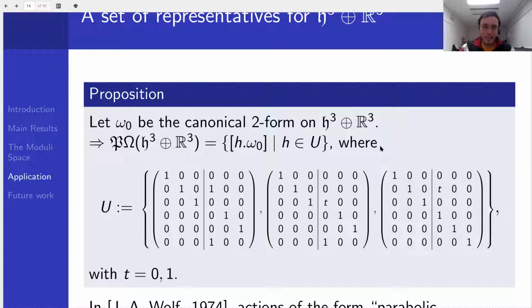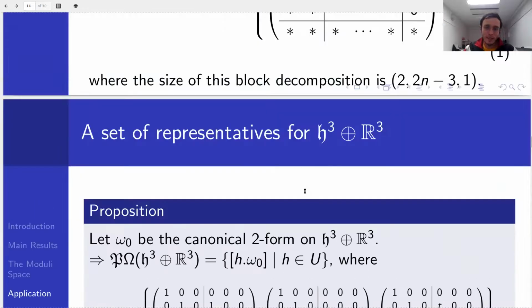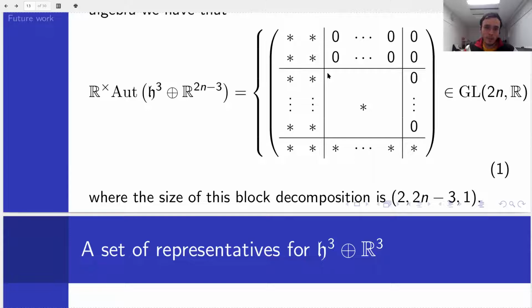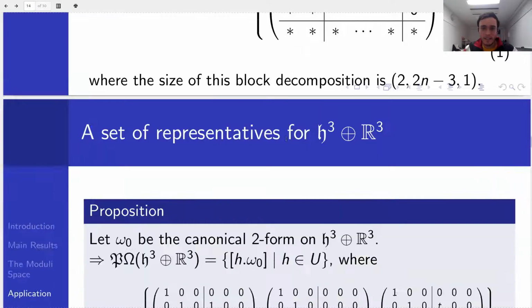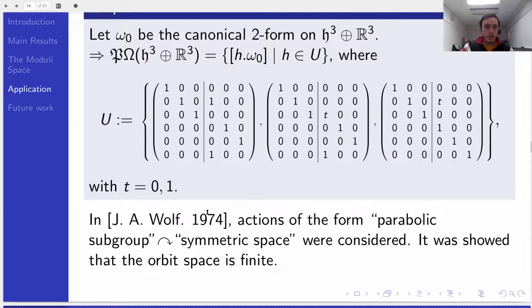So as we expected, the moduli space is very small, very nice. Actually, that this is finite is not surprising because it's already known. For example, in this paper, he proved that if we have some kind of parabolic subgroup acting over a symmetric space, then the orbit space is finite. And this is our case, because going back, this is a parabolic subgroup acting over the space of all non-degenerate forms, which is actually a symmetric space. So it was already known, but still we have this expression.